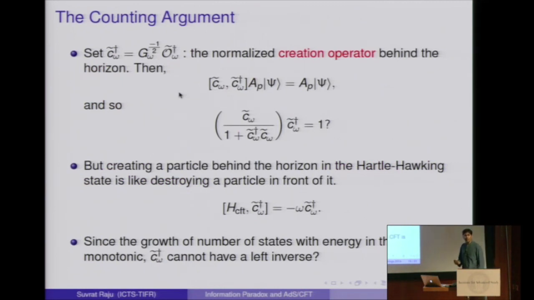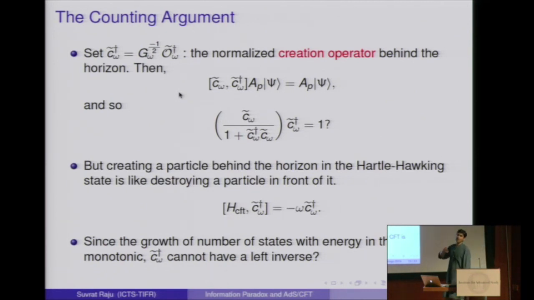Okay. Good. Now, what are some of the other arguments that suggest that you can't construct these C tilde operators? A very nice and elegant argument is sometimes called the counting argument, which goes as follows. Imagine the black hole in some Hartle-Hawking state. Now, in this Hartle-Hawking state, think of this creation operator that I talked about. You have to take these O tilde operators and normalize them in some particular way. But think of this creation operator behind the black hole horizon. Creating an operator behind the horizon, you can easily persuade yourself in the Hartle-Hawking state, is like destroying an operator in front of it.